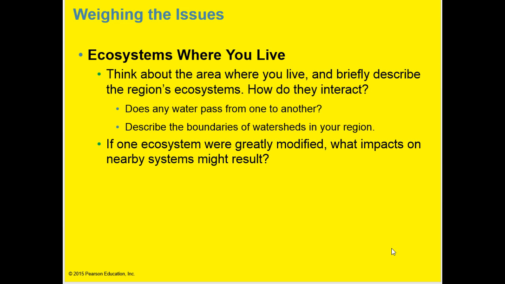Here's a question to consider. Think about the area where you live and briefly describe the region's ecosystems and how they interact. Does any water pass from one to the other? What are the boundaries like? If one ecosystem were greatly modified, what impacts on nearby systems might result?